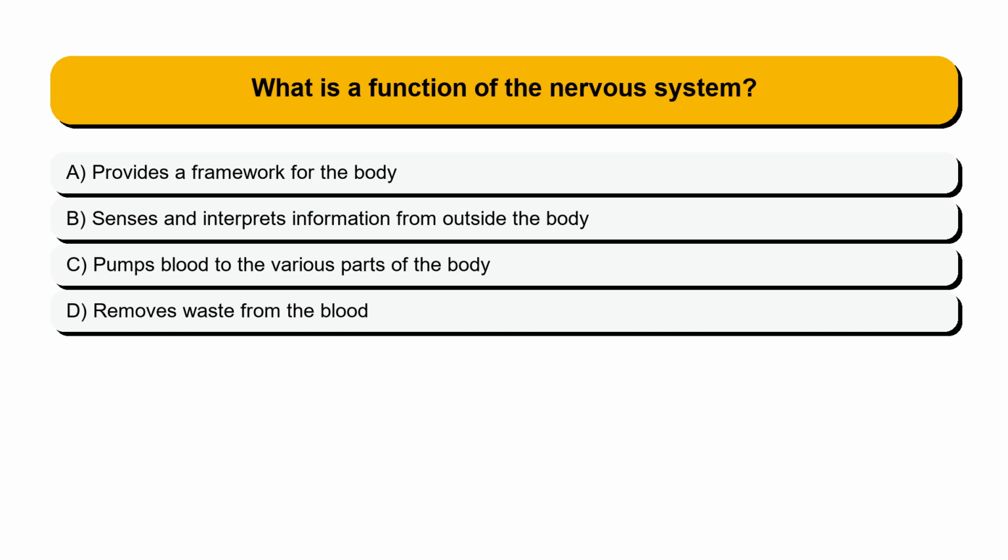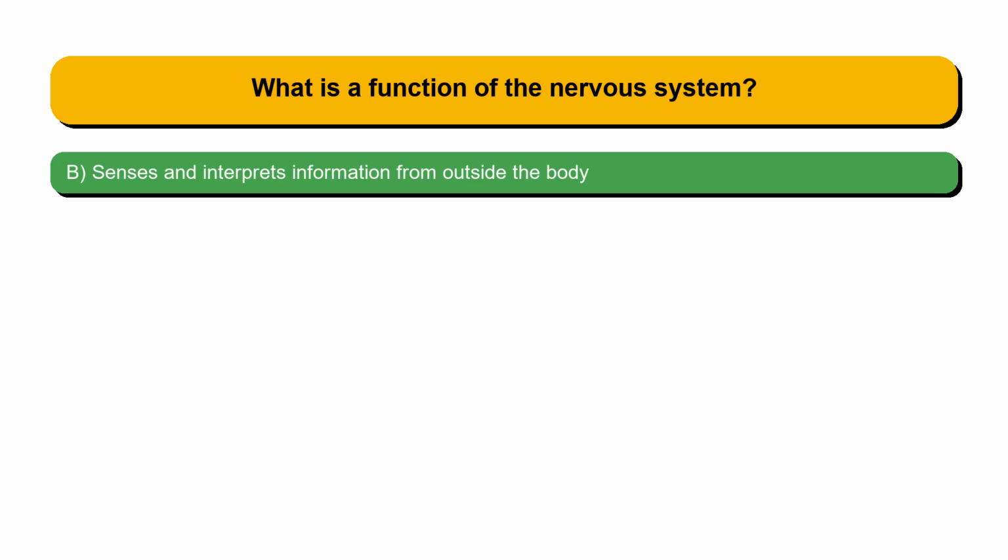Option A provides a framework for the body. Option B senses and interprets information from outside the body. Option C pumps blood to the various parts of the body. Option D removes waste from the blood. The correct answer is option B. Senses and interprets information from outside the body.